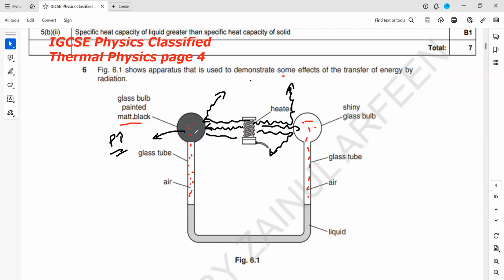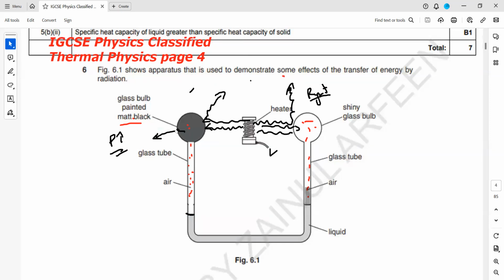The side which is matte black, the level of the water on that side will decrease. Why will it decrease? Because there is more pressure from the air. As a result of the high pressure, the level on that side will decrease. And on the other side, the liquid level will rise, because if we compare the pressure of the gas on the left and the right, the left hand side, as it is dull and dark, exerts more pressure as compared to the right hand side. This is what happened in this experiment.